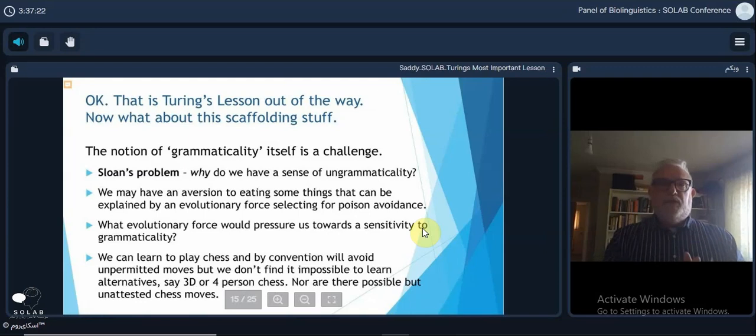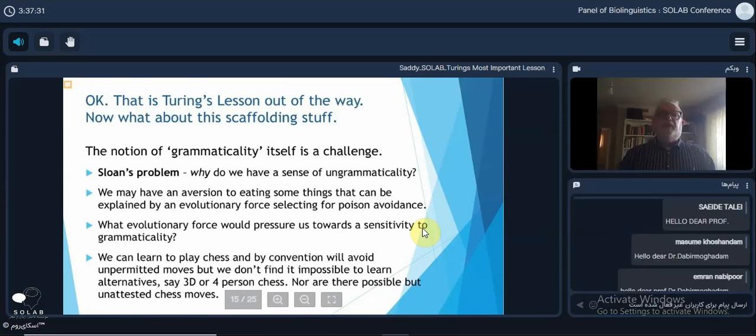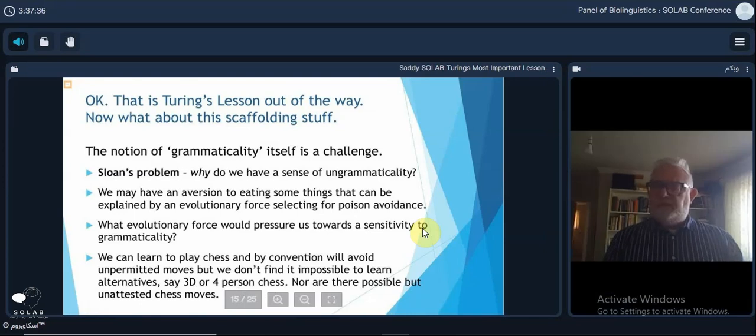All right, so we've traipsed through Turing's lesson, the idea that the instabilities are what actually count. What do we have to say about scaffolding? Well, one of the things that immediately arises when we're looking at this as linguists is the notion of grammaticality itself. So we've got a new term here, Sloane's problem. This is my wife, who said, why do we have a sense of ungrammaticality at all? And I canvassed my colleagues, and they said, I've never heard anyone ask that question before.